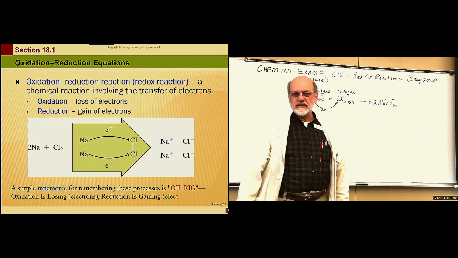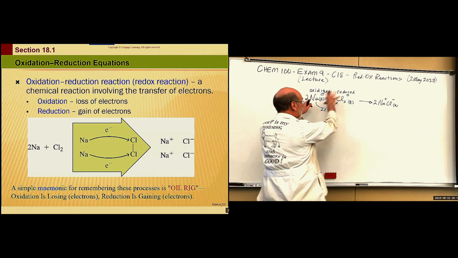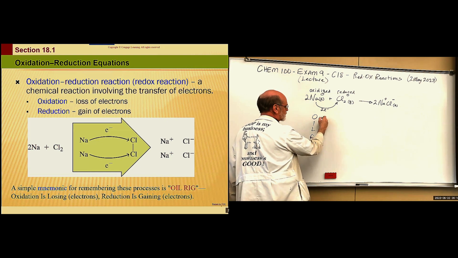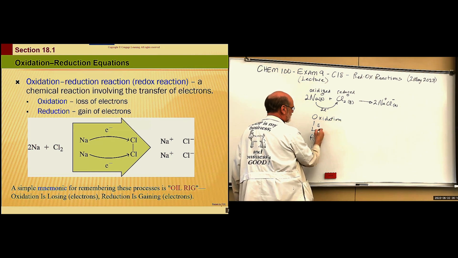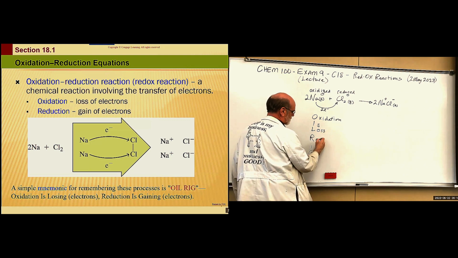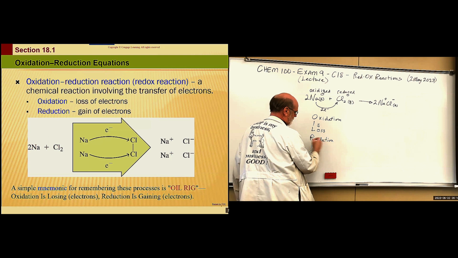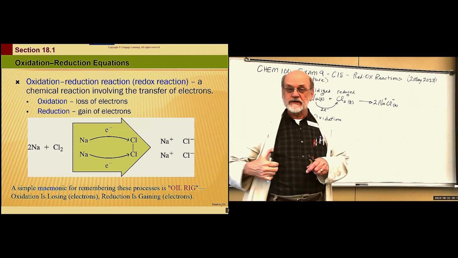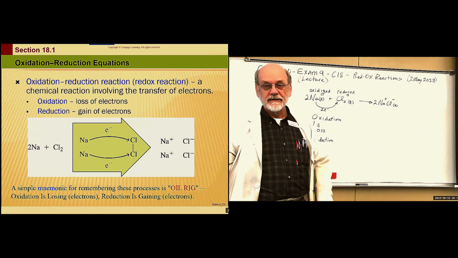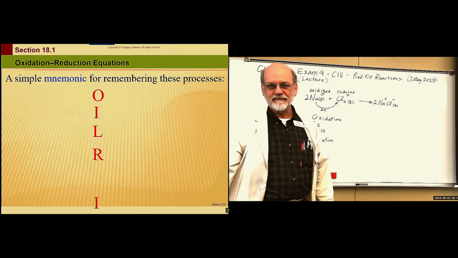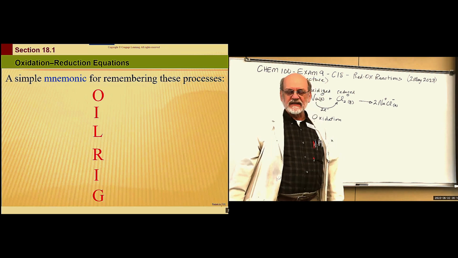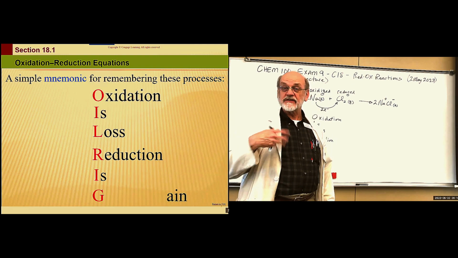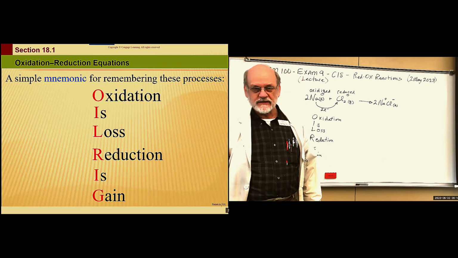There's a mnemonic on the next page to help you remember what this means. It's OIL RIG. Oxidation is loss. Reduction is gain. And that's in reference to the electrons. Oxidation is loss of electrons, reduction is gain of electrons. And there we have a picture of it. That's called a mnemonic device. Each letter of the words represents another word that you're trying to remember. Oxidation is loss, reduction is gain.